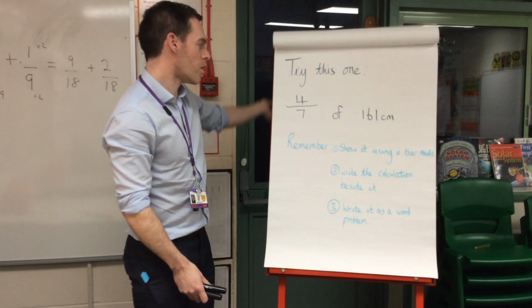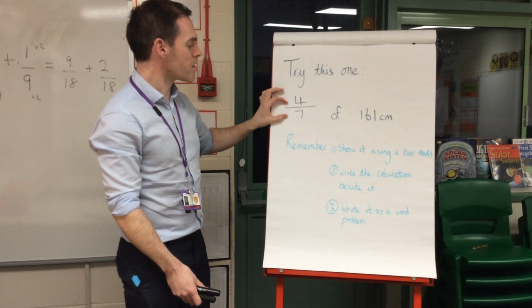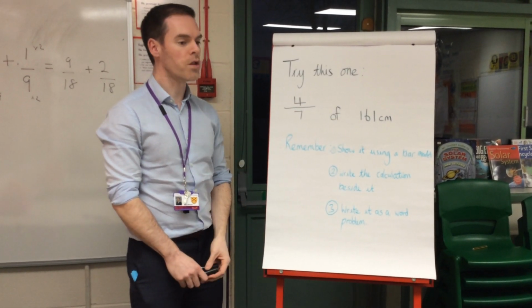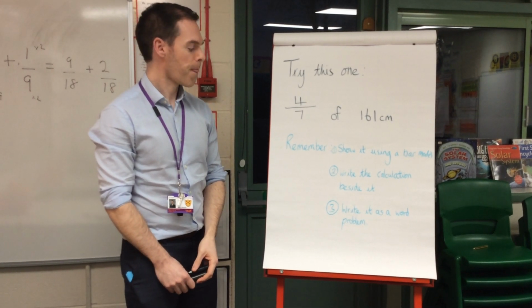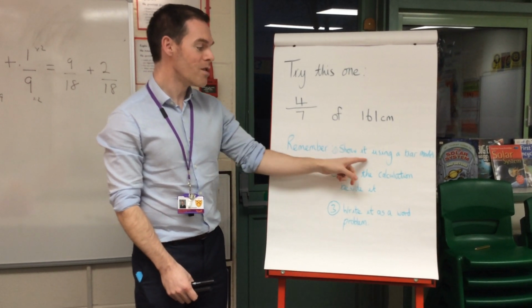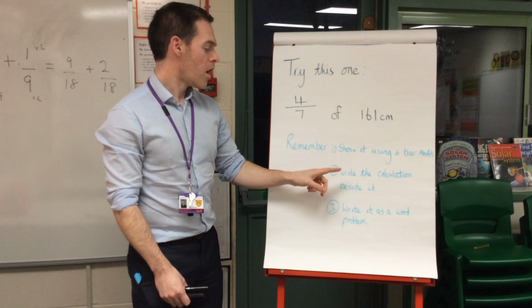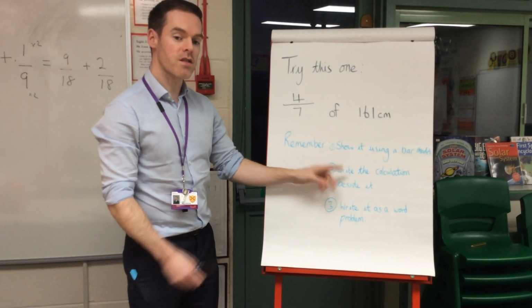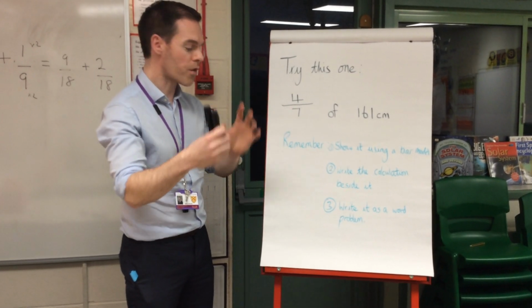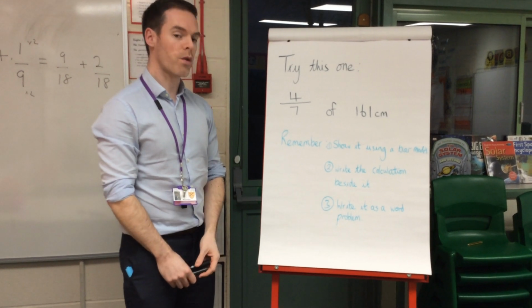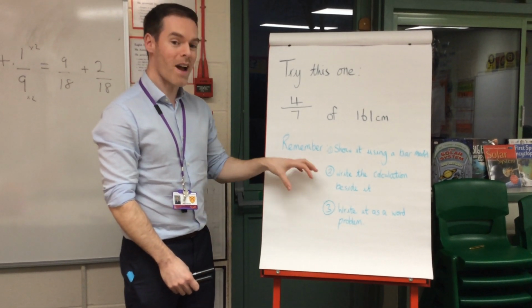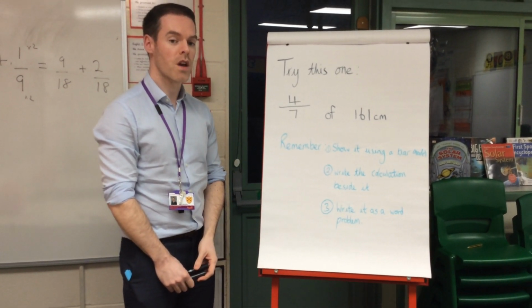Right, here you go. Here's your problem. 4/7 of 161 centimeters. So remember, show it using a bar model. Write the calculation beside it, so you can do both at the same time as you're going through it, and then see if you can write it as a word problem, and we'll look at those. Bring those back into class on Monday, and we'll look at those together.